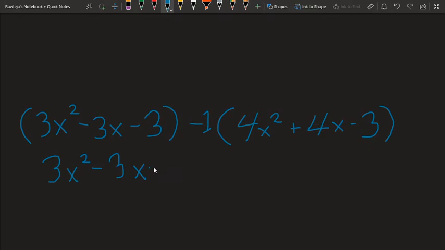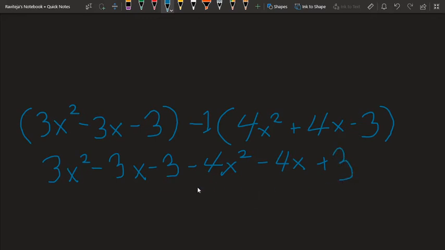But now we actually have to distribute this negative 1, which will change the values of these three terms. Negative 1 times 4x squared is negative 4x squared. So instead of bringing down this positive 4x squared and adding it, we subtract 4x squared because we multiplied the negative 1 by 4x squared. Negative 1 times positive 4x is negative 4x, so we bring that down as negative 4x. Negative 1 times negative 3 is positive 3, so we bring that down as positive 3.